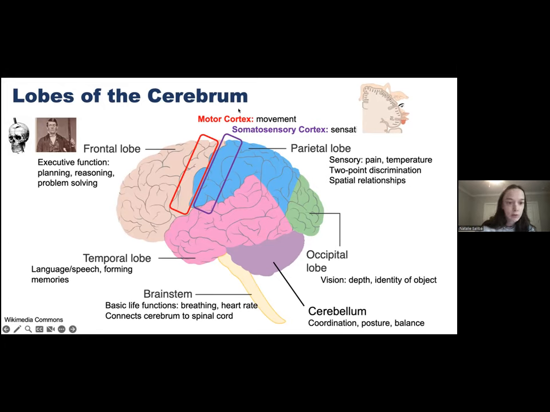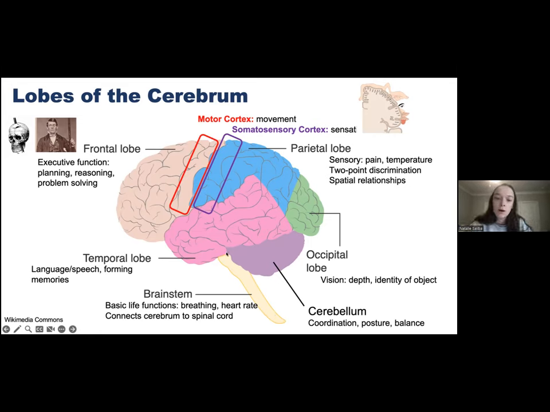The temporal lobe is going to be for language and forming memories. The temporal lobe has different components for language, so it's really interesting because if you knock out certain parts, then maybe you can talk but you don't have the right words that you're saying, you just have word salad, stuff like that. And then the brain stem right here, this yellow part, is just the basic life functions like breathing, heart rate, and it connects the cerebrum to the spinal cord.